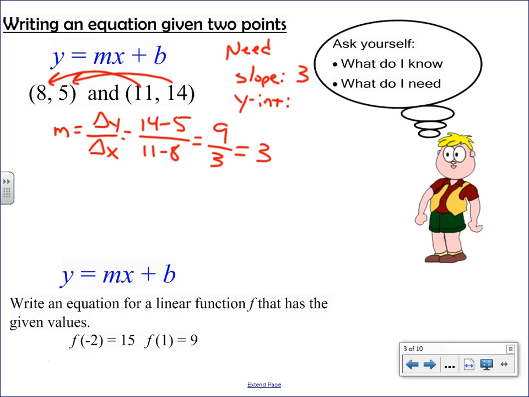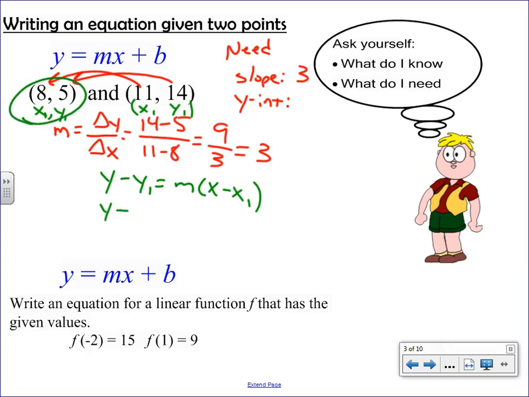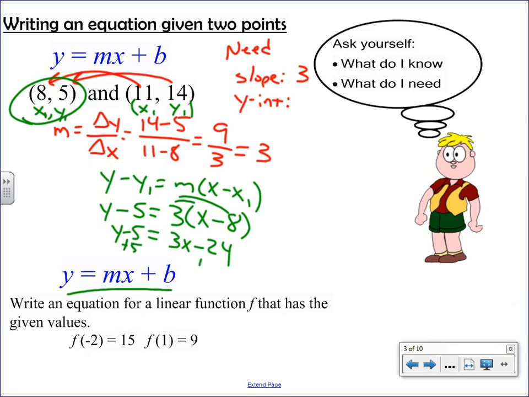So we can use our point-slope form that we started with last time. y minus y1 equals m, x minus x1. Plug in the information we know. I have 2 points, 2 coordinates, and it doesn't matter which one I use, but I can just choose one of those. And I could say, well, let's just go with 8, 5 since it's smaller. y minus 5 equals 3 times x minus 8. And if I want to get it into slope-intercept form, I'm going to have to get the y by itself. So I'll distribute first. y minus 5 equals 3x minus 24. And I can add 5 to both sides. y equals 3x minus 19.